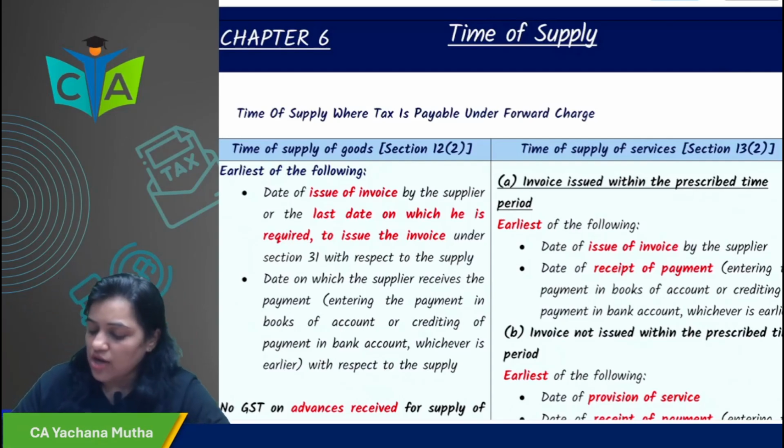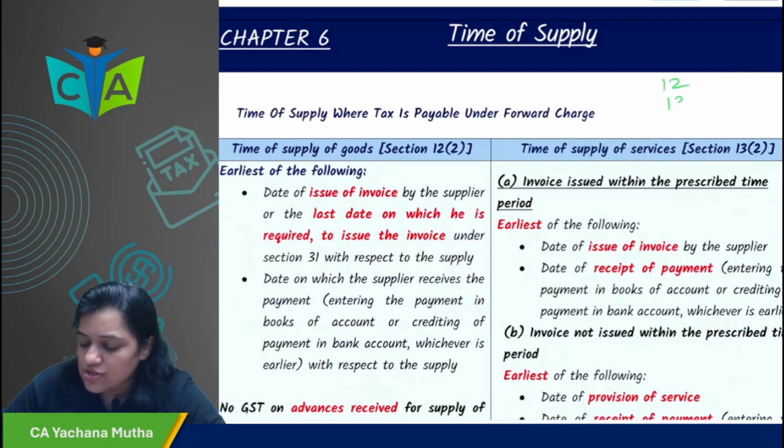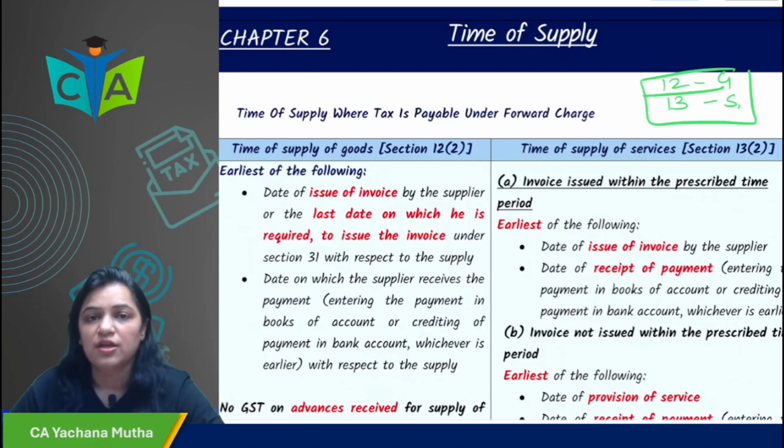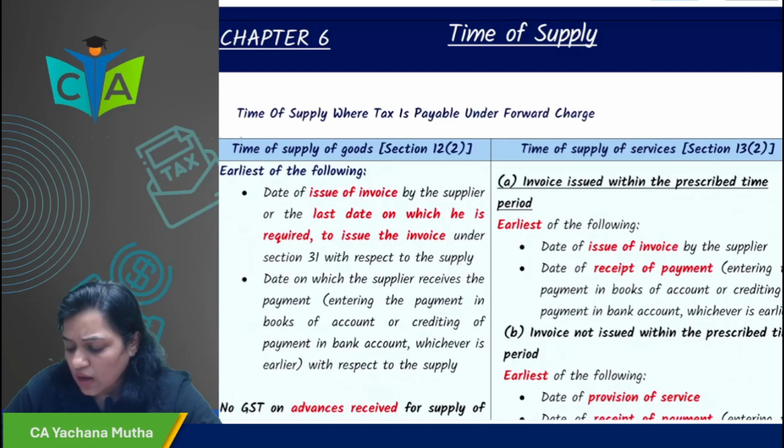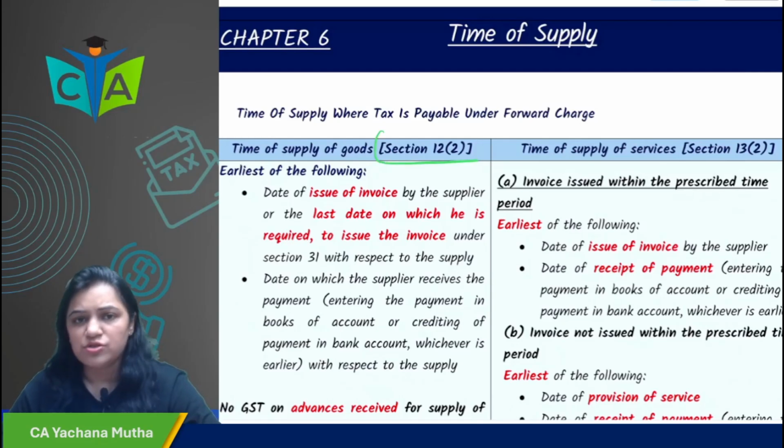Now, in this chapter, time of supply, we would be doing two sections. Section 12, time of supply of goods. Section 13, time of supply of services. Now, here, what does section 12 talk about? Time of supply of goods, okay?